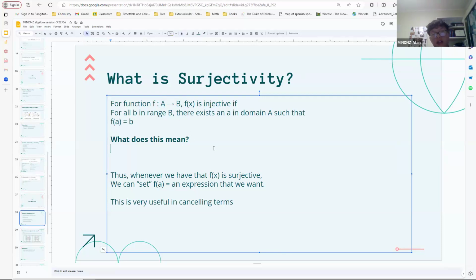And how is this useful to us in Olympiad problem solving? Can anyone think of any creative uses for this? I think I wrote it in the slide. We can set f of A to be some expression that we want. So this is also very useful in canceling terms and getting expressions that we want.